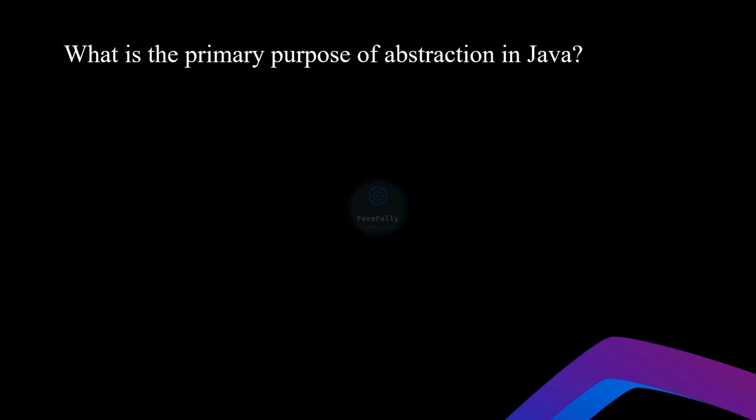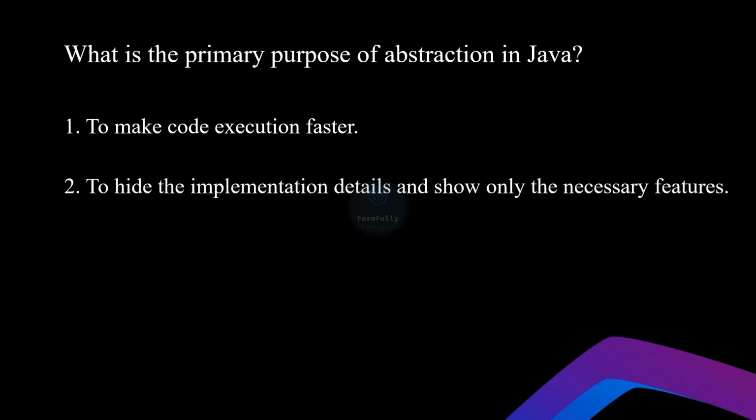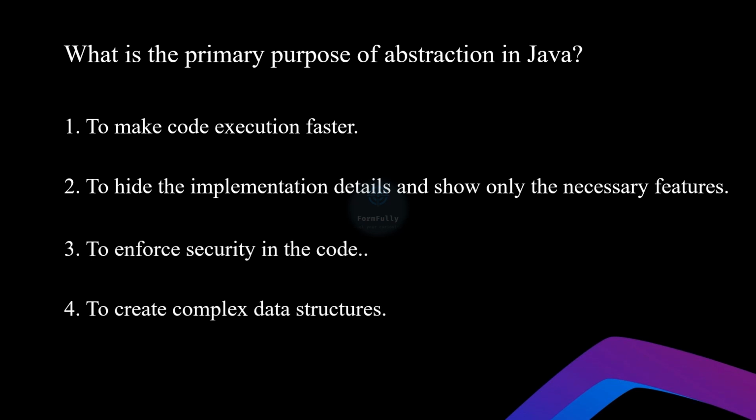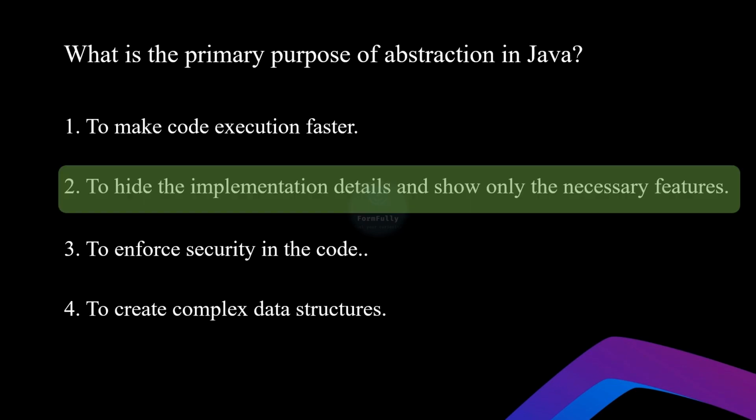What is the primary purpose of abstraction in Java? Options: to make code execution faster, to hide the implementation details and show only the necessary features, to enforce security in the code, to create complex data structures. Abstraction in Java, and in programming in general, primarily serves the purpose of hiding the implementation details of a class and showing only the necessary features to the outside world. This is achieved through the use of abstract classes and interfaces.